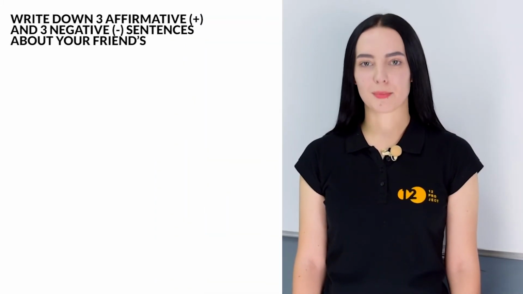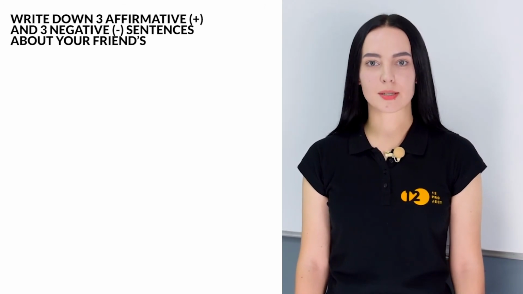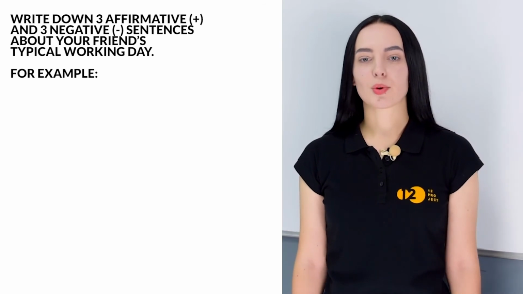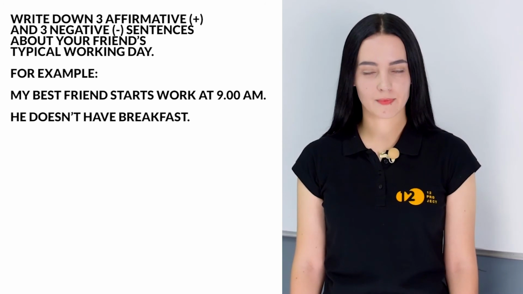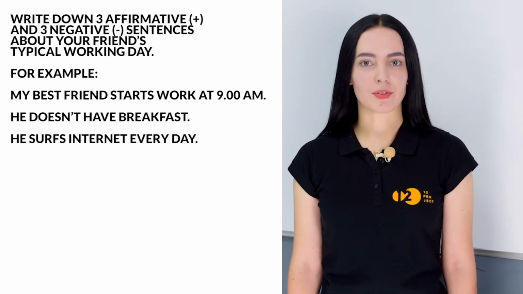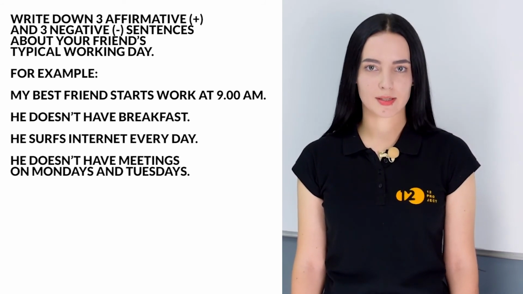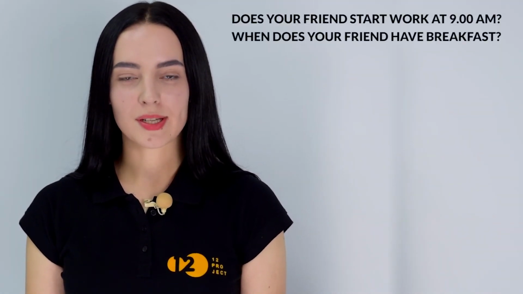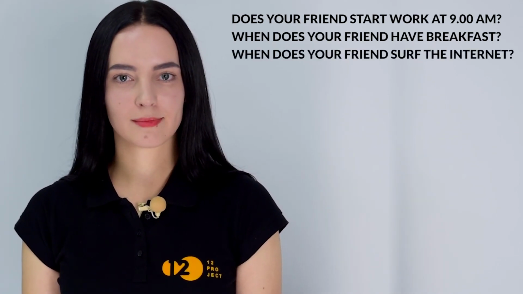Write down 3 affirmative sentences and 3 negative sentences about your friend's typical workday. For example, my best friend starts work at 9 a.m. He doesn't have breakfast. He surfs the internet every day. He doesn't have meetings on Mondays and Tuesdays. So, does your friend start work at 9 a.m.? When does he have breakfast? When does he surf the internet?